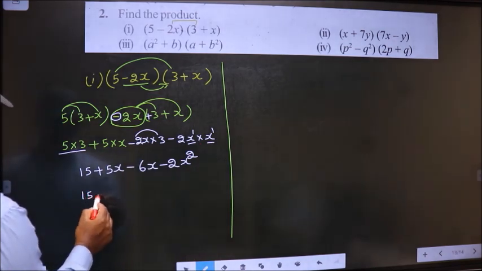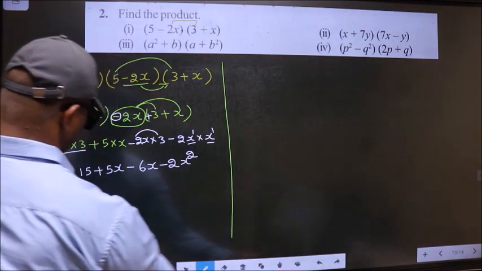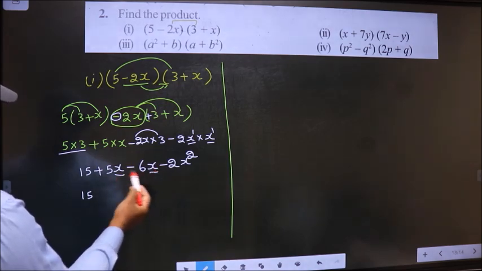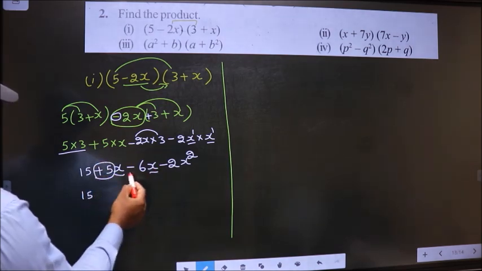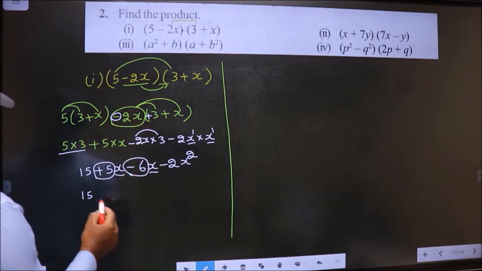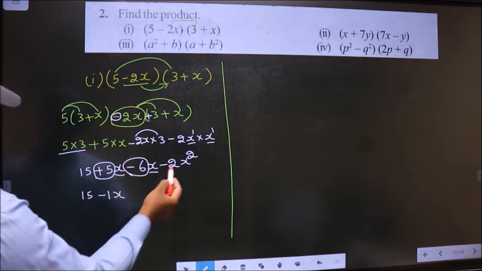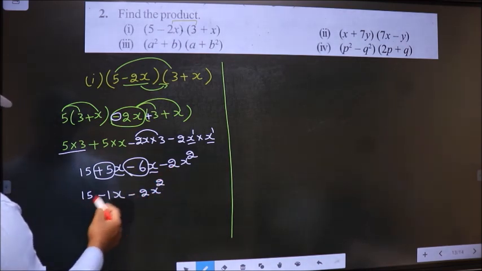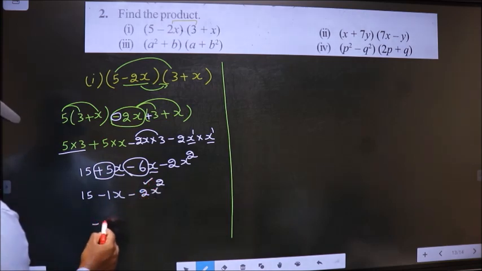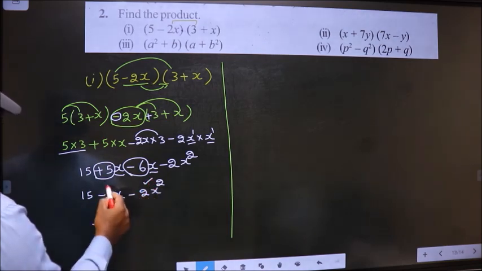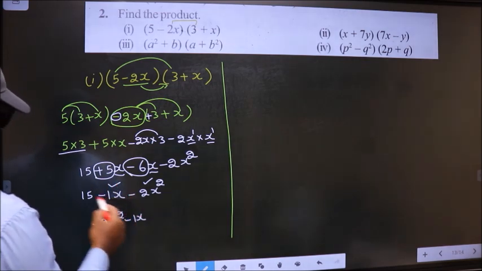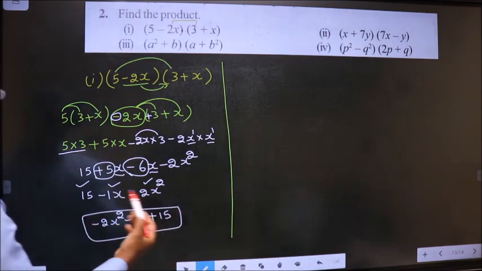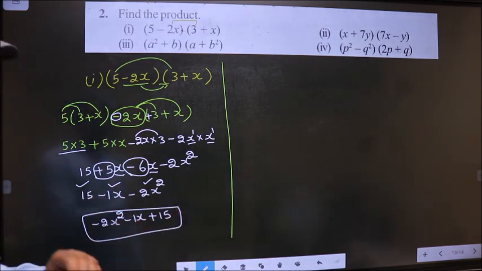Now 15 plus, see man, here x term, here also x term, these two are like terms. So plus 5 minus 6 will result in minus 1x and minus 2x square. Now we rearrange this. First we write x square term minus 2x square, then x term minus 1x, finally the constant plus 15. This is our answer. Next, second bit.